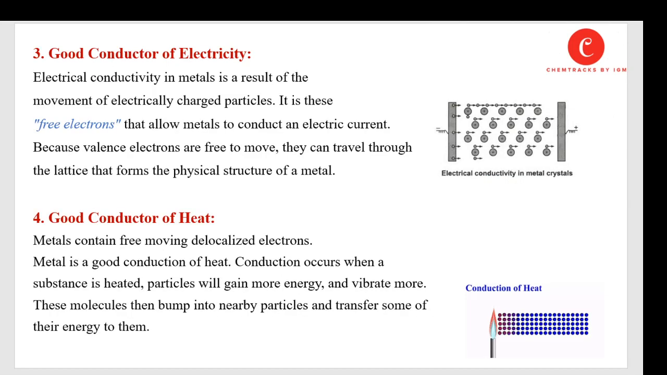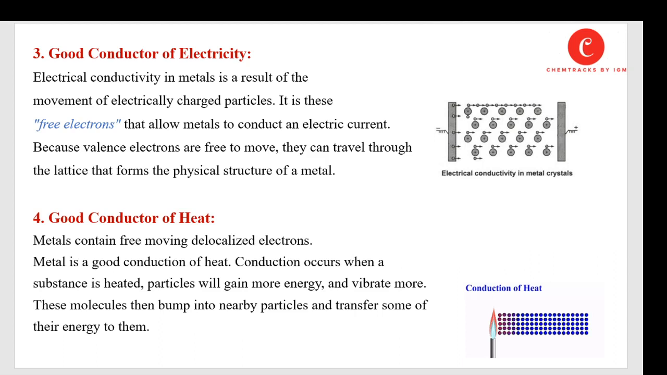The next property is very important. Metals are good conductors of electricity. Electrical conductivity in metals is a result of the movement of electrically charged particles. It is these free electrons that allow metals to conduct an electric current. Basically, these electrically charged particles are free electrons that are freely moving in the metallic lattice, and they are responsible for the conduction of electric current, or transfer of electric current from one end of the battery to the other end.